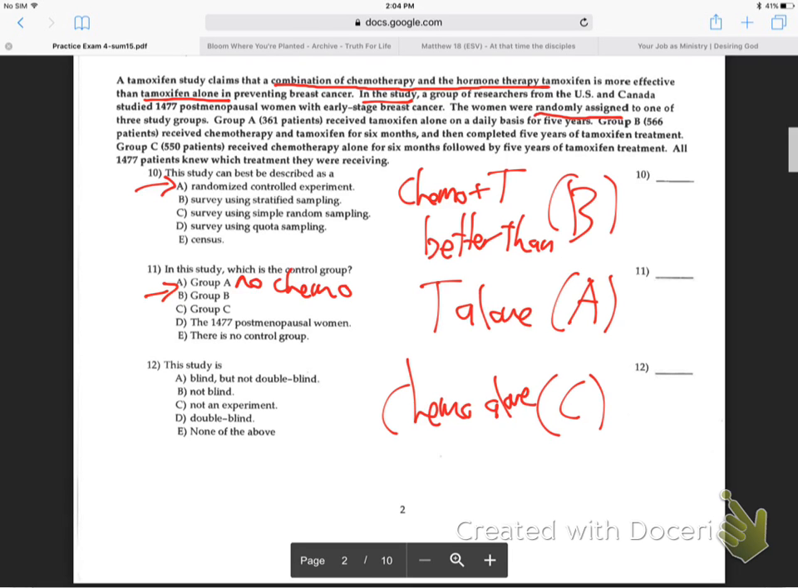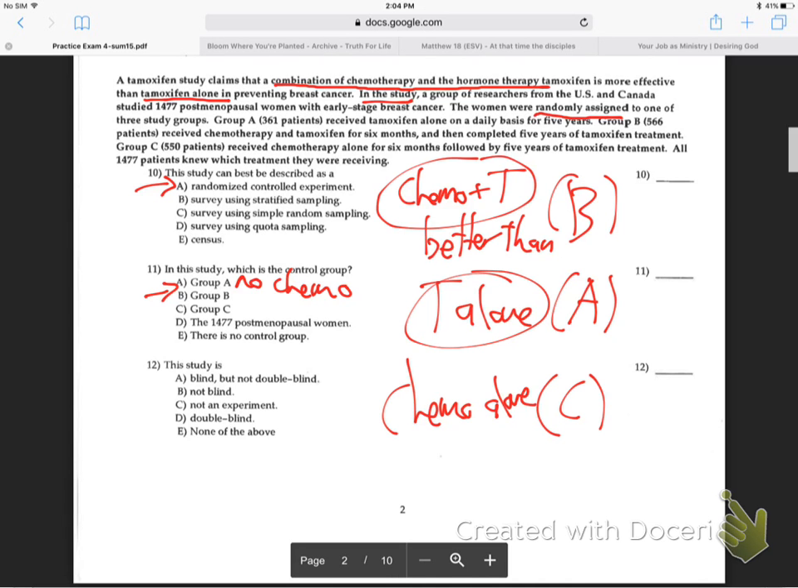Right? We're trying to see if chemo and tamoxifen is better than tamoxifen alone. I should have read what I wrote. Chemo and tamoxifen is better than tamoxifen alone. So the chemo is making the difference. So the control group is the one not getting the chemo. That's group A. Yeah, that's tricky.